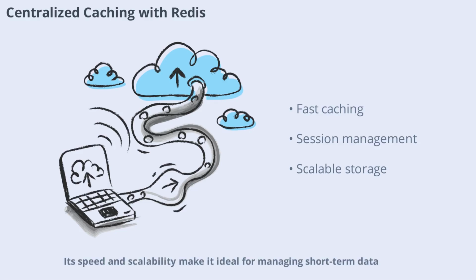Redis is commonly used for centralized caching of active session states in AI systems. Its speed and scalability make it ideal for managing short-term data, such as ongoing conversations. Once sessions end, data is moved to permanent storage, ensuring both performance and persistence.